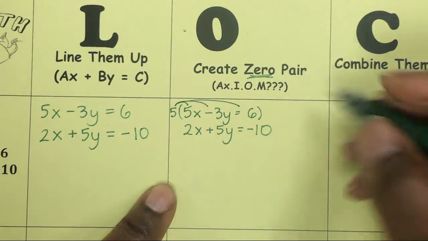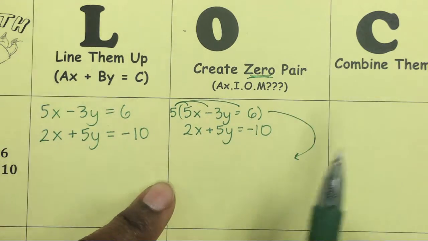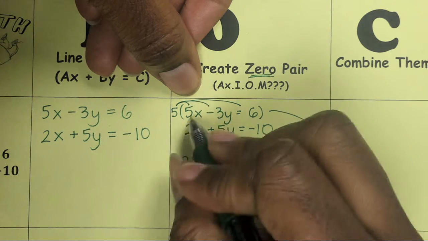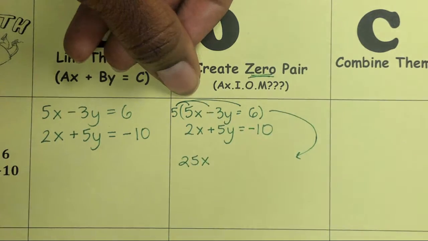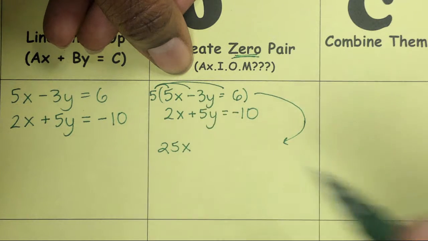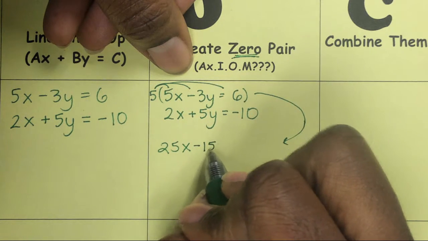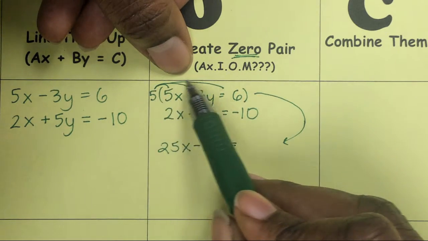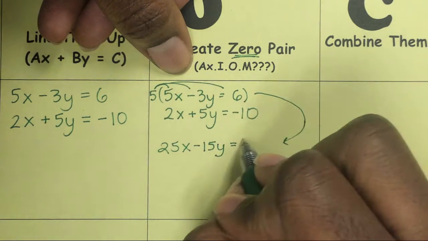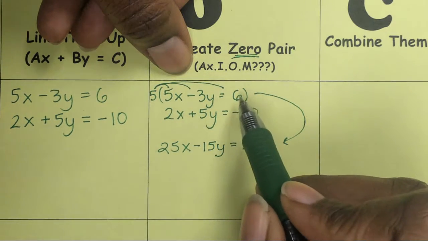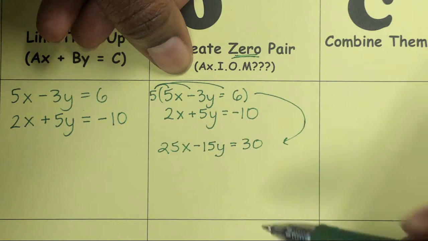And I'm going to write my new equation down here. So what's 5 times 5? 25. Don't forget, that has the x with it. And then 5 times the negative 3y is negative 15y. Don't forget the y. And then 5 times 6 is 30. Yes, the thing after the equal sign needs to get multiplied because I'm changing the full equation, right?